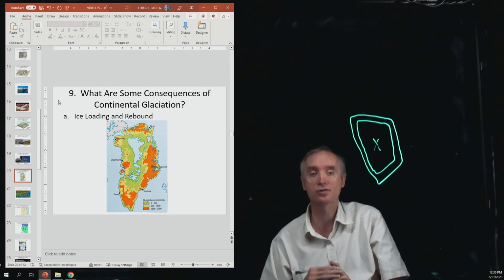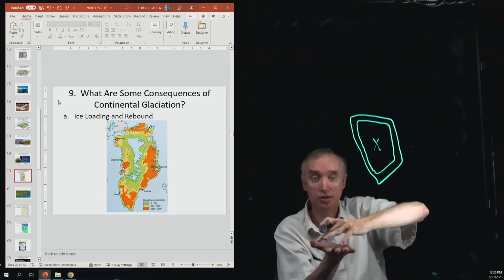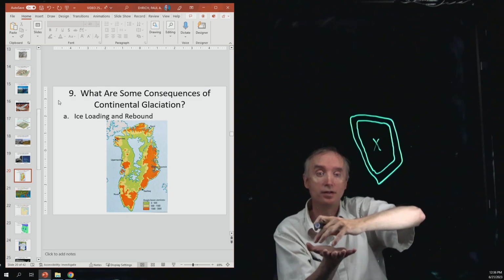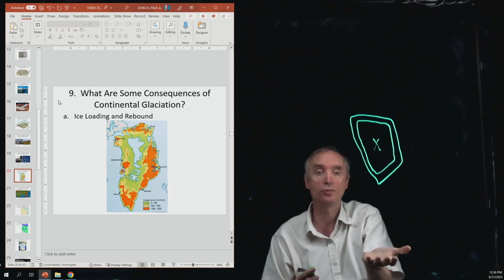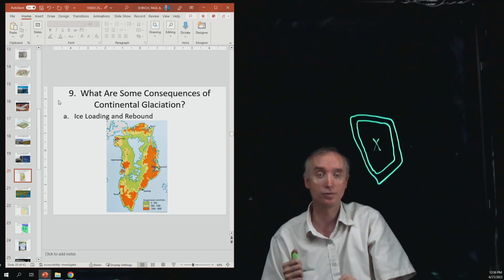So it's just like taking a spring and compressing it as long as there's weight on top of it. But then if you remove the weight, the spring stretches back out, and so the ground will start to rebound as a result of that.